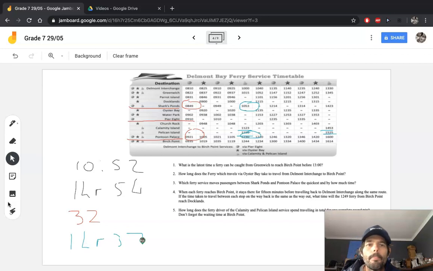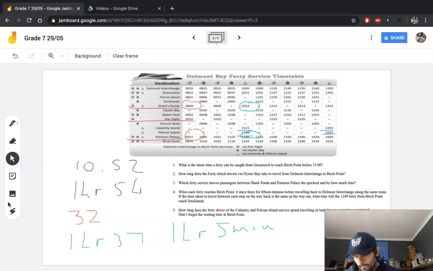Okay, so your answer is going to be the quickest ferry is the ferry that goes from Shark's Pond via Pier 8 to Pontoon Palace, and that's going to be 1 hour and 5 minutes faster.